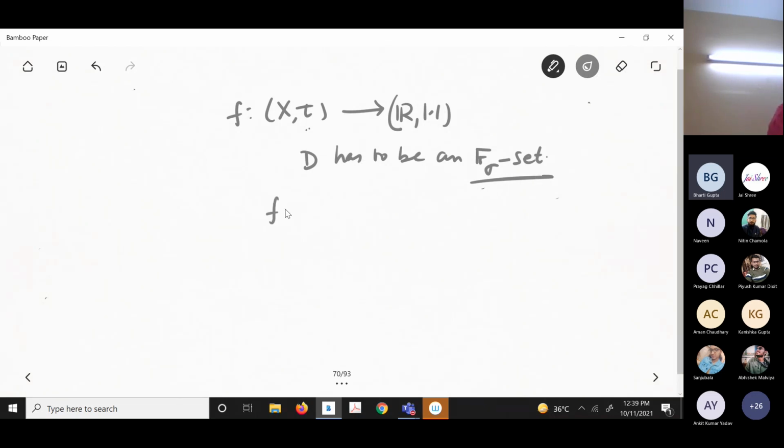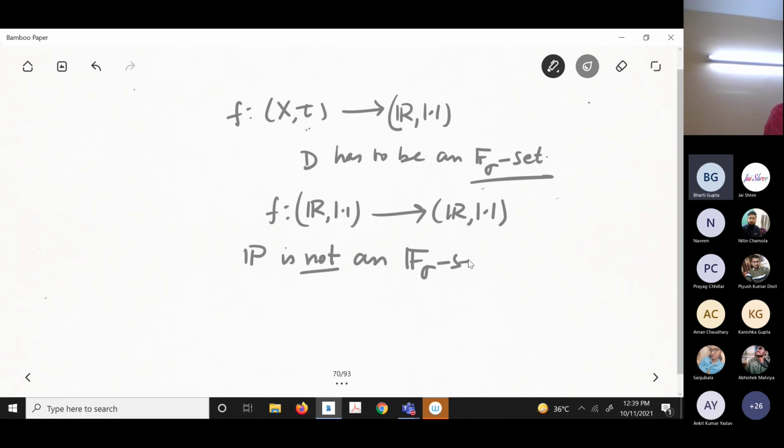Now suppose you have a function. Now look, P, I told you, by using Baire's category theorem, which I will teach you next, P is not an F sigma set. That is actually proved by using Baire's category theorem. P is not an F sigma set. This is one of the first applications of Baire's category theorem. P is not an F sigma set. If P is not an F sigma set, we can't have a function like this.